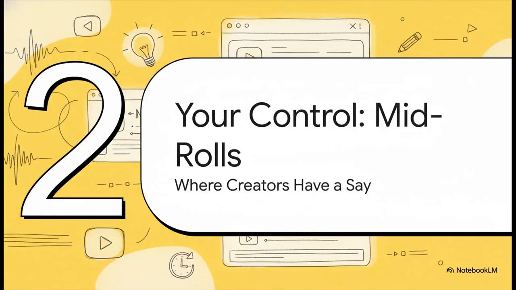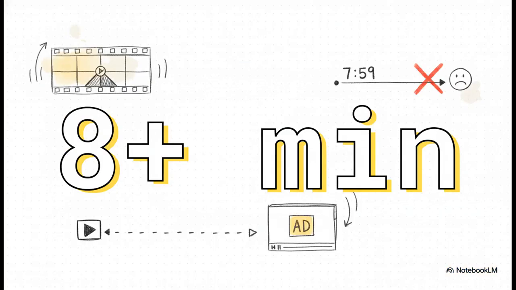Okay, so with all this talk about automation and algorithms, you're probably sitting there thinking, so where do I get a say in any of this? What do I actually control anymore? And the answer, the one big area where you're still in the driver's seat, comes down to one specific ad type, the mid-roll. But there's a catch. There's a very strict rule here.